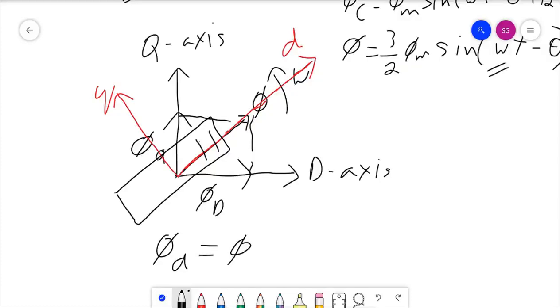This will be north and this will be south. So we have transferred from ABC to DQ axis theory. Mathematically, we can determine the d-axis and q-axis of fluxes by the use of Park's transformation. This is a usual method of transferring from ABC to DQ and DQ to ABC.